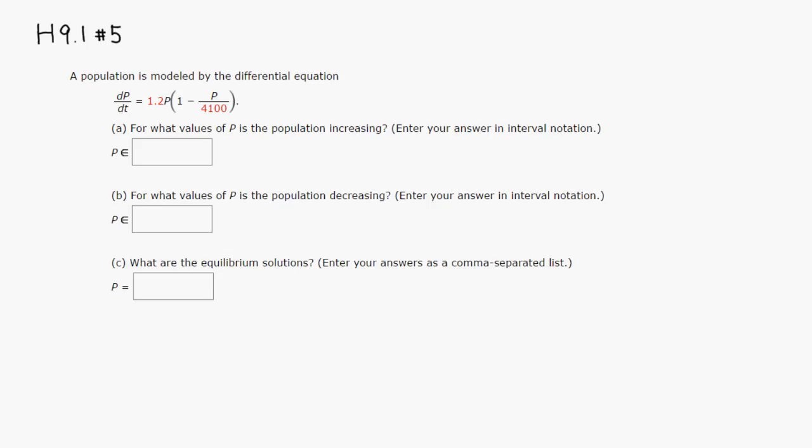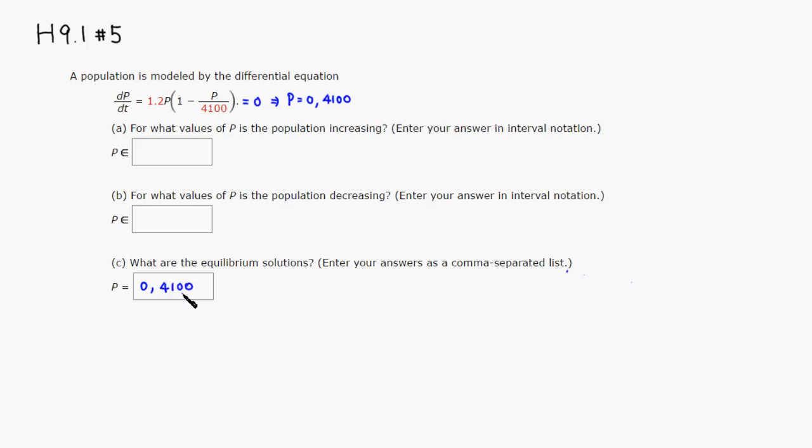If we set this equal to 0, let's find the P-intercepts. You can see that P equals 0 is one of the P-intercepts, and another one is when P is equal to 4100, because this quantity is going to be 0. Those are actually the equilibrium solutions, so the answers would be P equals 0 and P equals 4100.